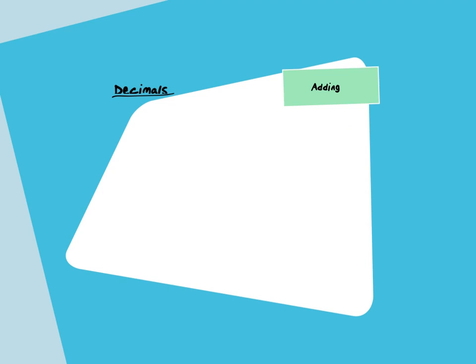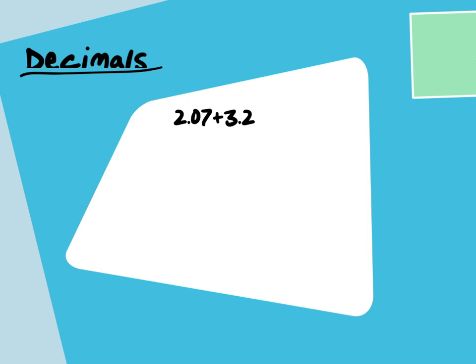Okay, with adding decimals, it is all about the place value and the position of that decimal point. So you need to make sure when you've got an example, you are lining up that decimal point. So if we look at the first example, okay, we've got 2.07 plus 3.2. So we need to align our decimal points. So what we've got is 2.07, that line there, where that decimal point is exactly where all the decimal points need to align.